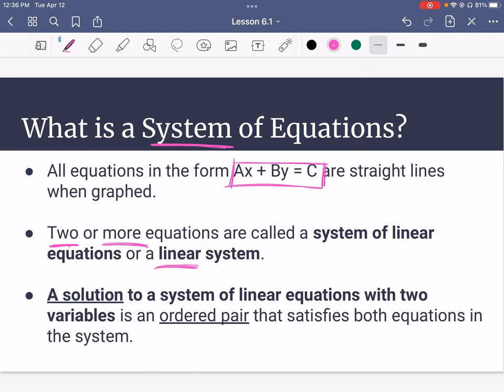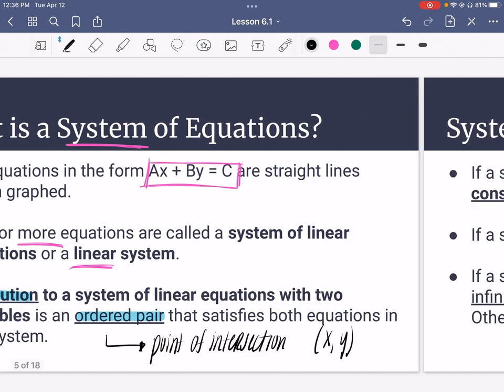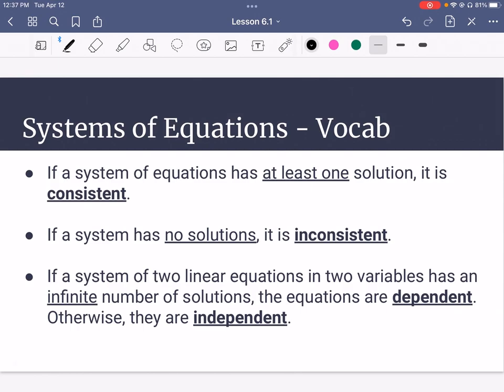Most linear equations you're going to see are going to be written in slope-intercept form, or this standard form right here, ax plus by equals c. And if you see that, we can easily convert this to slope-intercept form, which I'll show you how to do shortly. Okay, and like I just briefly mentioned on the previous slide, a solution to a system of equations with two variables is what we call an ordered pair, or in essence, just a point of intersection that satisfies both equations. So meaning you could plug that point, x comma y, into both equations and it would work. It would be a solution.